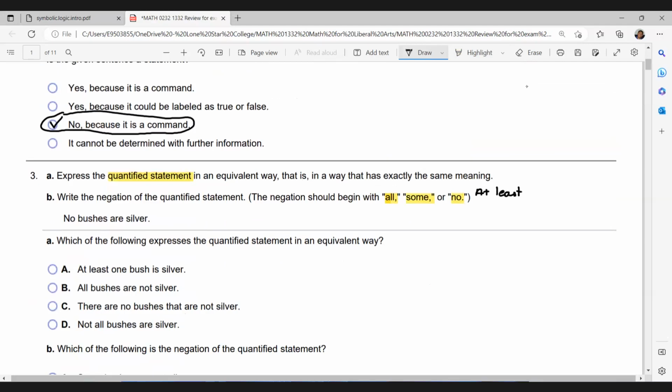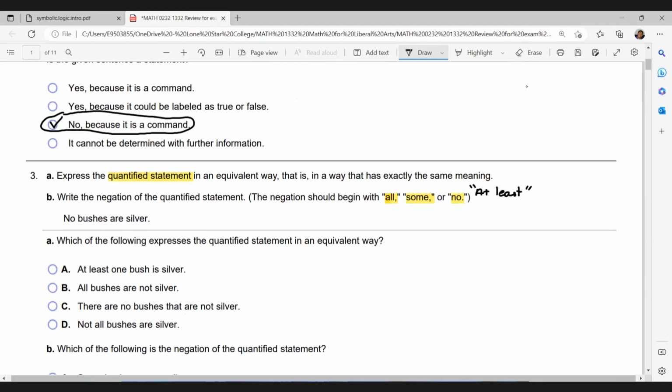Let's see what they're trying to ask us in this particular question. It says, express the quantified statement in an equivalent way, that is, in a way that has exactly the same meaning. And part B is to write the negation of that particular quantified statement.